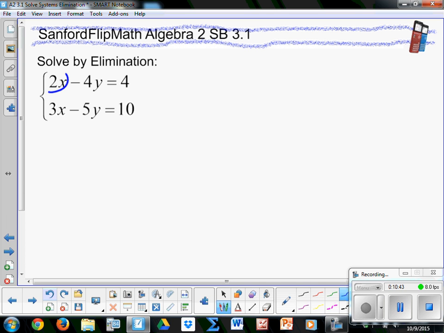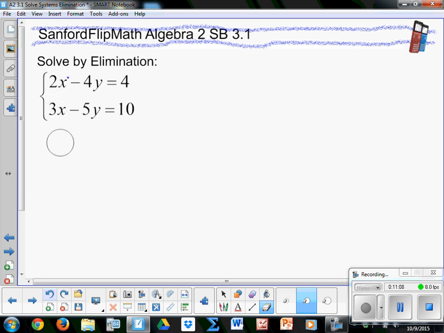So like if I look at 2x and 3x, and why am I picking x? Just because it's up front. I could have picked the 4y and the 5y, the negatives of those. I would like to make these into numbers that add up to 0. So that means it needs to be like 2 and negative 2, 3 and negative 3, 6 and negative 6, 27 and negative 27, something like that.